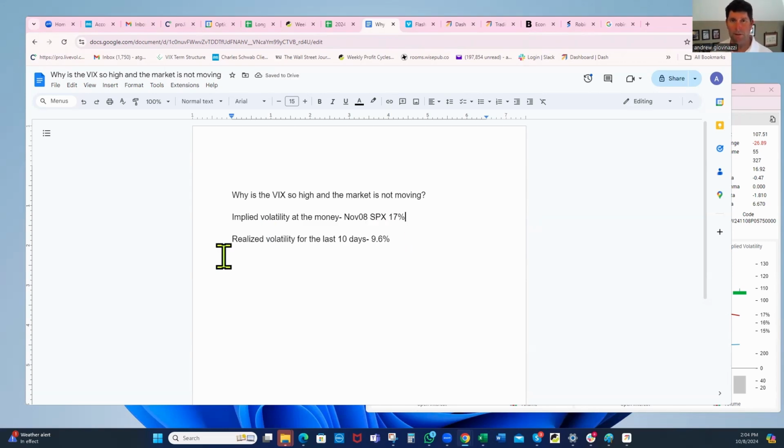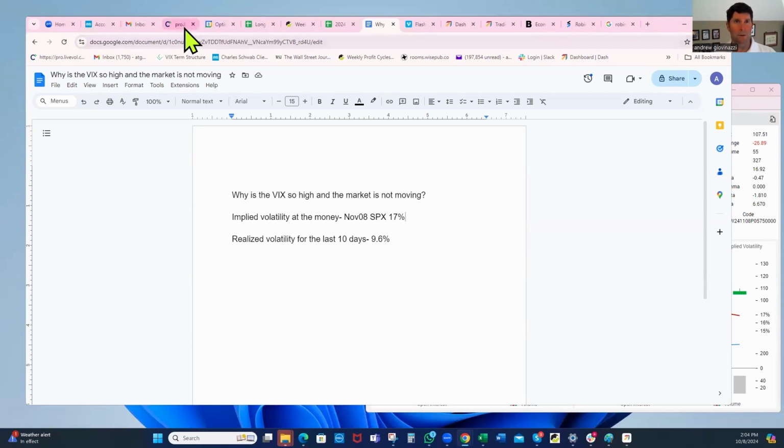So one is what's the market doing now as a realized vol, how it's traded close to close for the last 10 trading days. So that's a little over 0.5% per day close to close at a 9.6% vol. It's not doing very much. The implied volatility, though, is what the market is predicting will happen between now and expiration. So that volatility at the money is 17%.